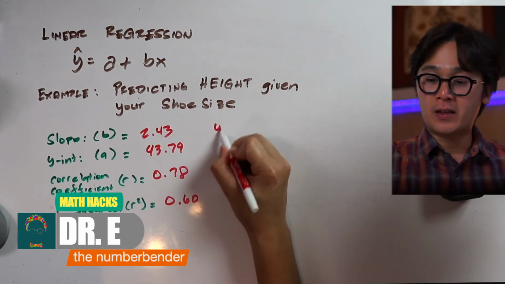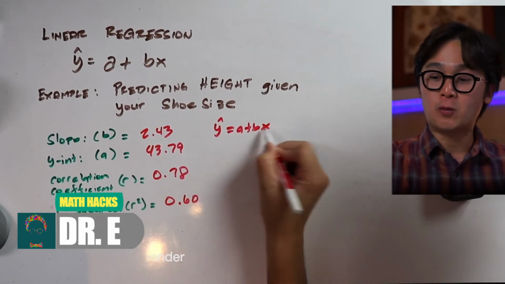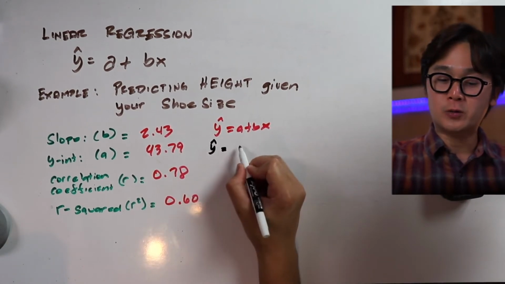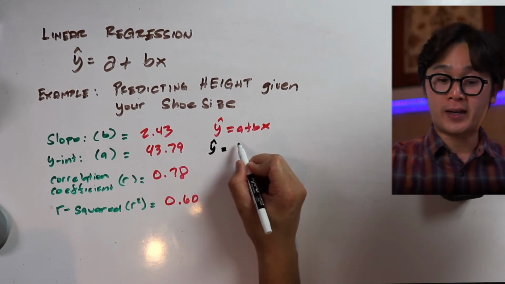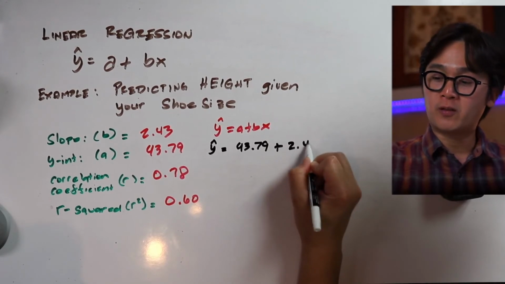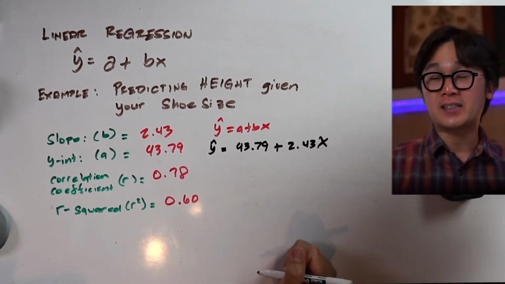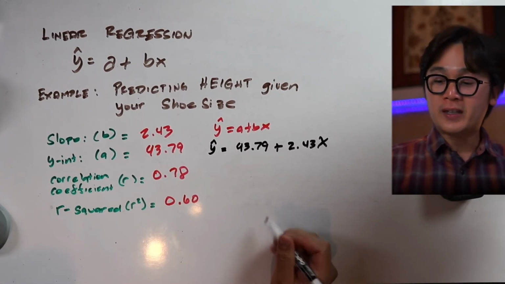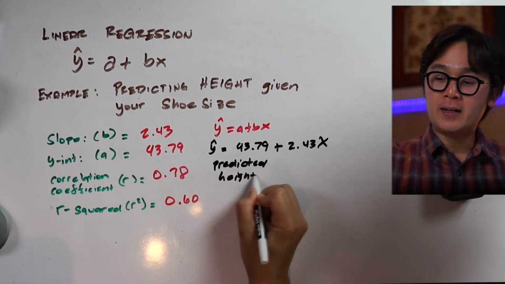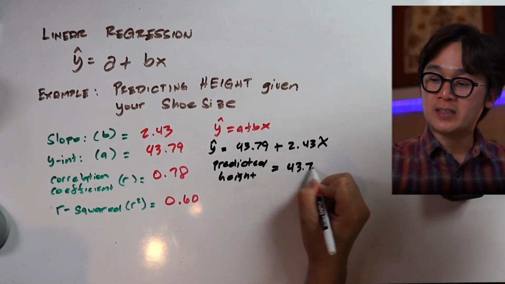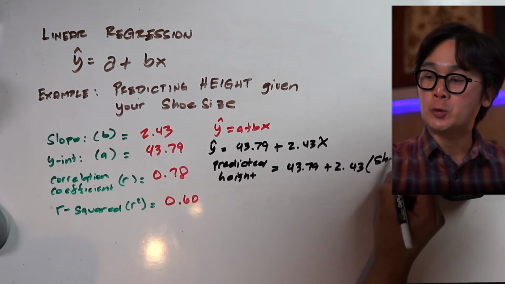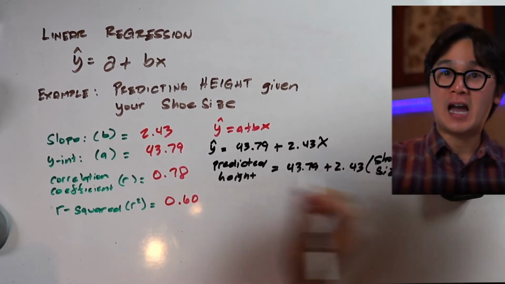And now that we have our statistics, we can write our predictor, or LSRL, our linear regression. So now that we have y hat is equal to a plus bx, we'll be able to plug in the value of the slope and the y-intercept. So we have y hat is equal to a, which is the constant, and the constant is your y-intercept, 43.79, plus b, which is your slope, 2.43, and your variable x. And if you want to make this more descriptive, we can say that y hat is our predicted height, and it's equal to 43.79 plus 2.43x, and the x is our shoe size. So this is now our predictor.